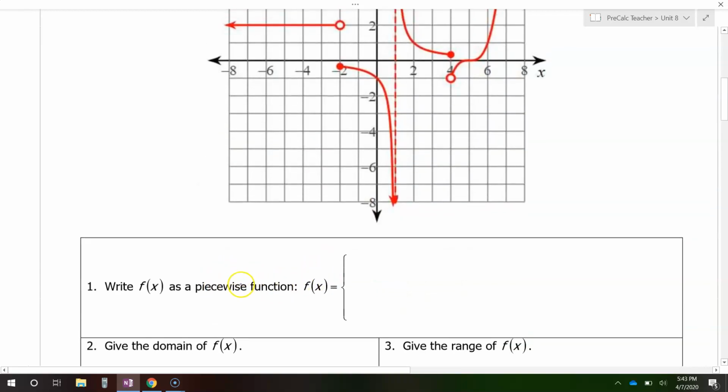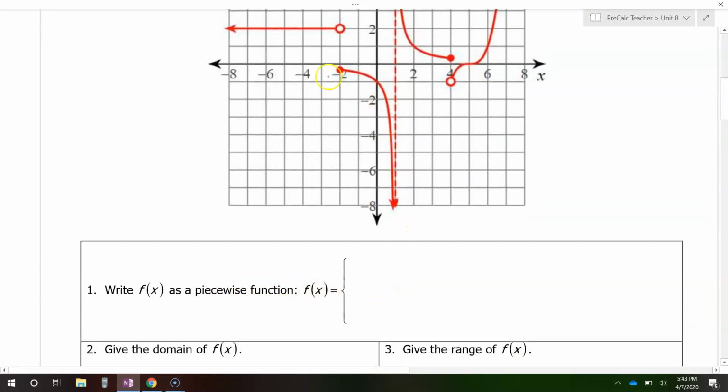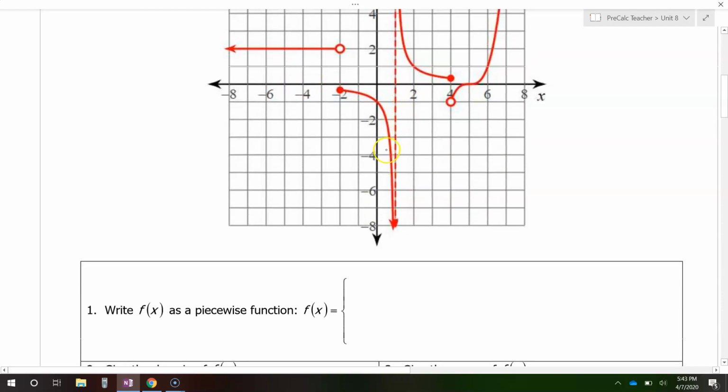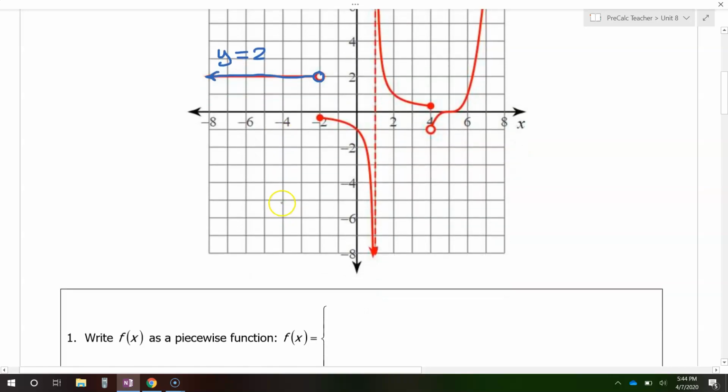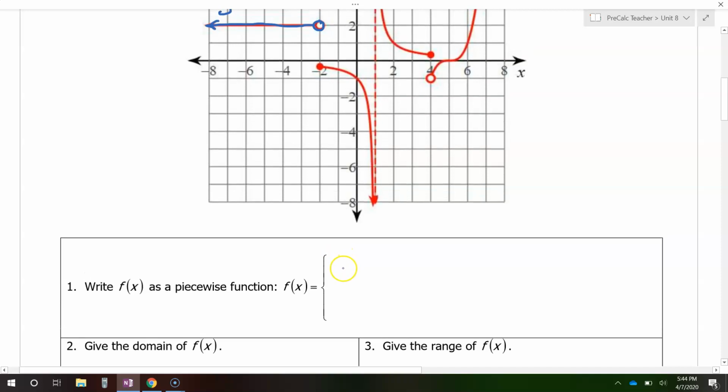First of all, let's write a piecewise function representing this monster. Okay, let's start with this piece right here. What is this? This is a horizontal line. Well, it's a piece of a horizontal line. So a horizontal line has the equation y equals something. So this is a part of the line y equals 2. So that's going to give me my first piece.